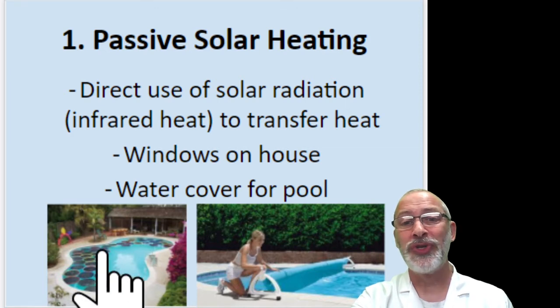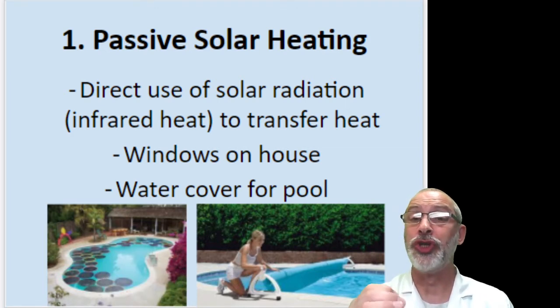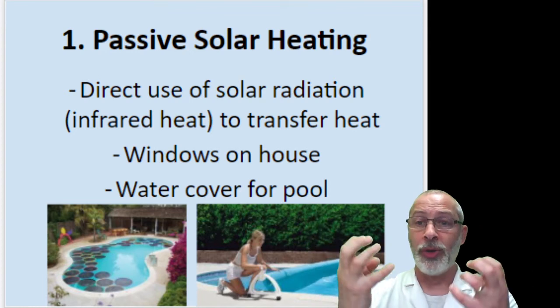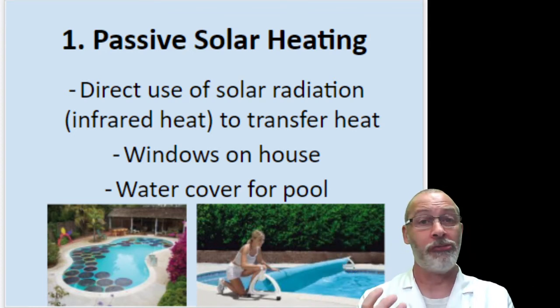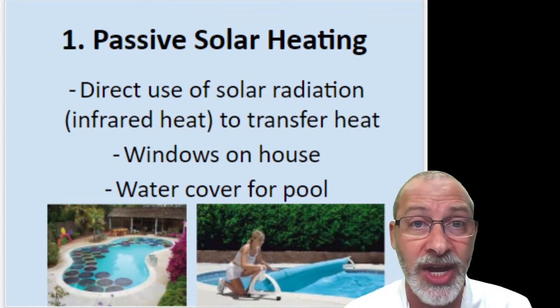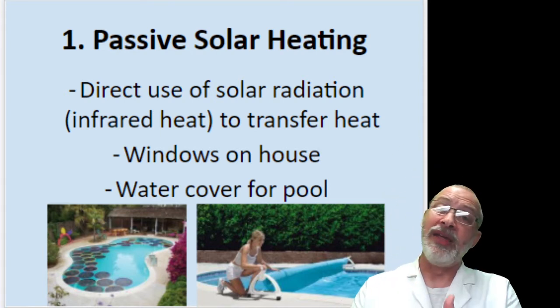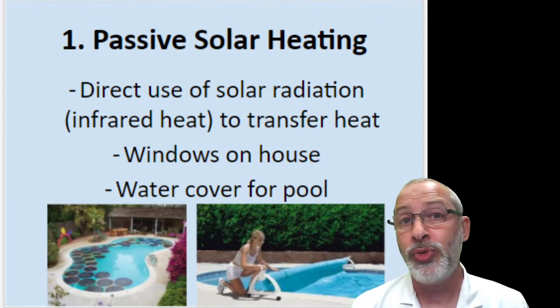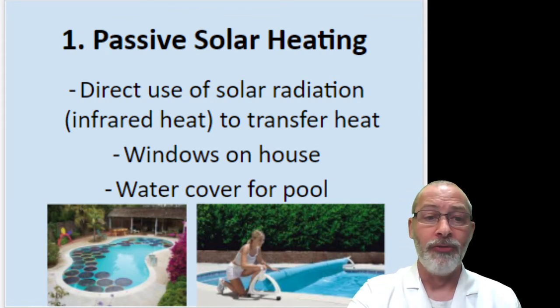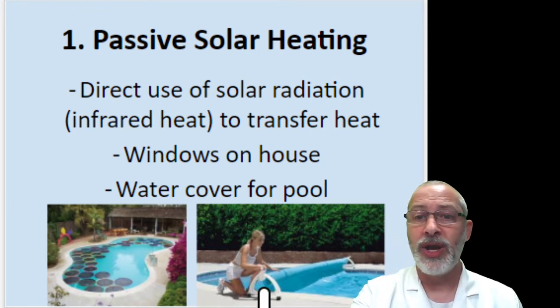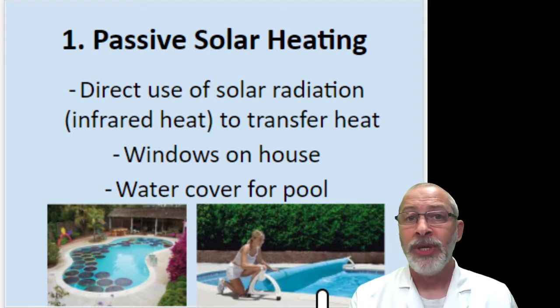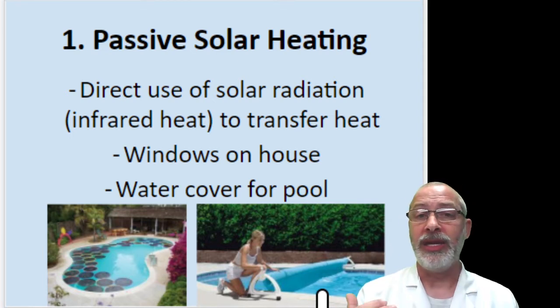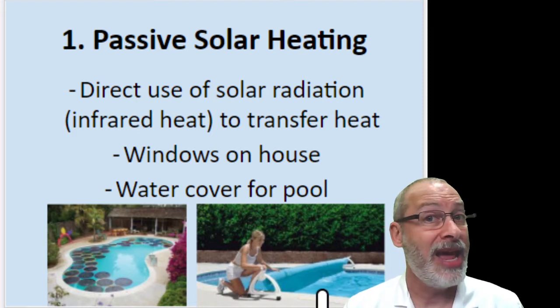And these round circular pads are obviously darker in color, which are going to absorb the infrared radiation from the sun a little bit more effectively, and then transfer that heat energy to the water so that your swimming pool is nice and warm. Over on the right hand side, we've got a roll solar cover for a pool. It's like a blanket to help prevent the heat energy from escaping at night.